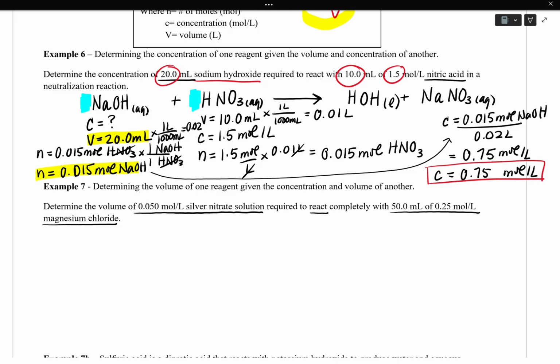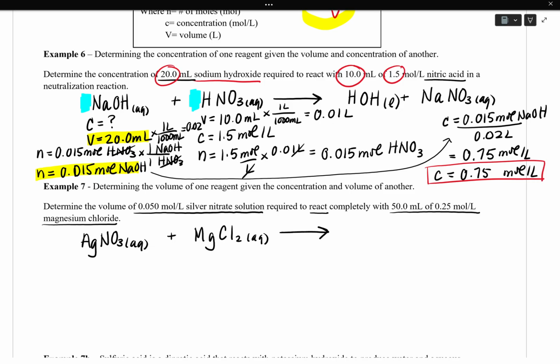Okay, so we got to take our silver nitrate solution. So silver is Ag+, nitrate is NO3-. So that will be AgNO3. And they tell us it's in solution, so we'll make that aqueous. We are going to add it to magnesium chloride. So magnesium is 2+, chloride is 1-. So that will become MgCl2, and that will be aqueous.